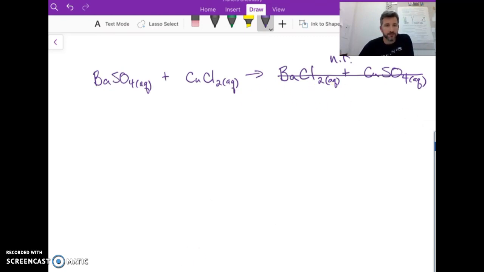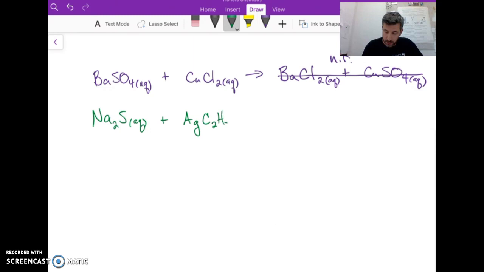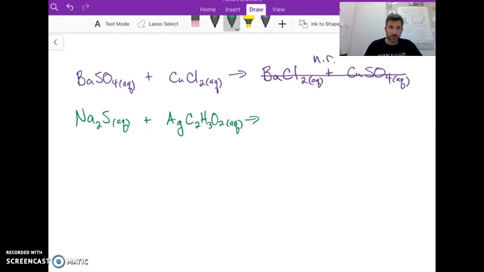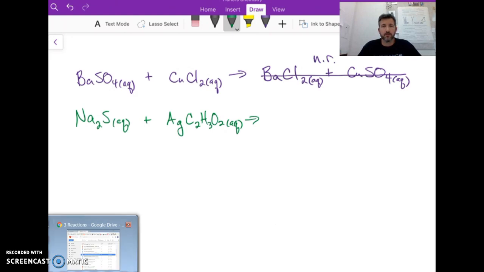Alright, so let's try another one. Okay, let's go with sodium sulfide, Na2S. And let's go with silver acetate. So AgC2H3O2. Both of my reactants are aqueous. Go ahead and figure out what would trade places, what you would be left with, and if it is a reaction, you can go ahead and predict which one would be insoluble and balance.